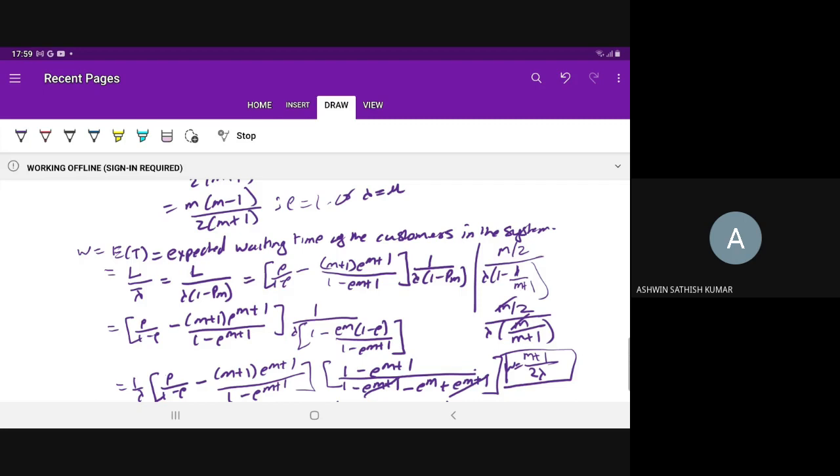So the rest we will do in the next class. Tomorrow we will do numerical examples on these 3 models. We have covered the 3 models till now. Thank you, sir. Okay.